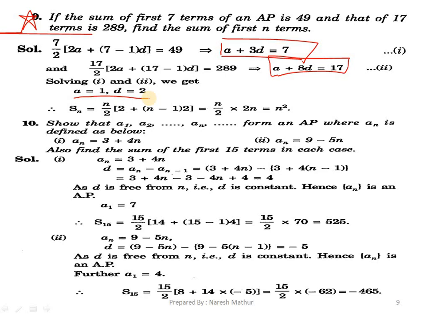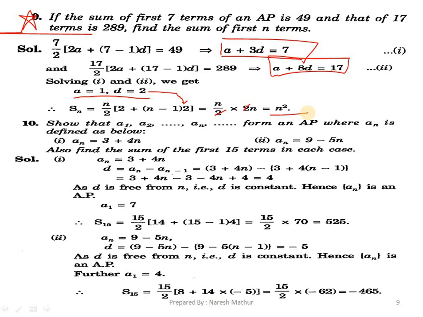We are not given n, so no need to find n. Just find the form of Sn in general terms. Just put n in the place of n. Sn equals n by 2 times (2a, 2 into 1 is 2, plus (n minus 1)d). So here we put the values of a and d, and after solving it we get Sn equals n square. So this is your final answer. Because we are not given n exactly, the value will be n square. Now it's a general term.